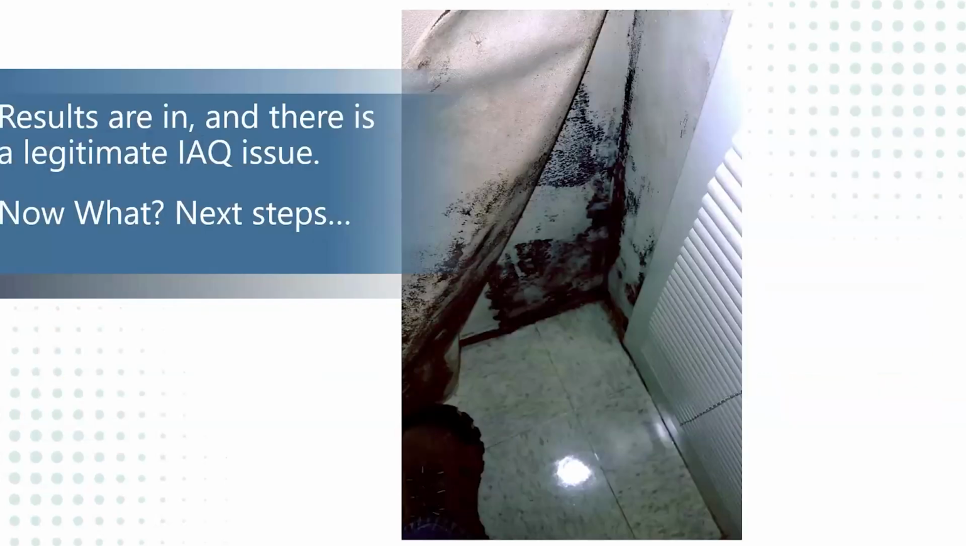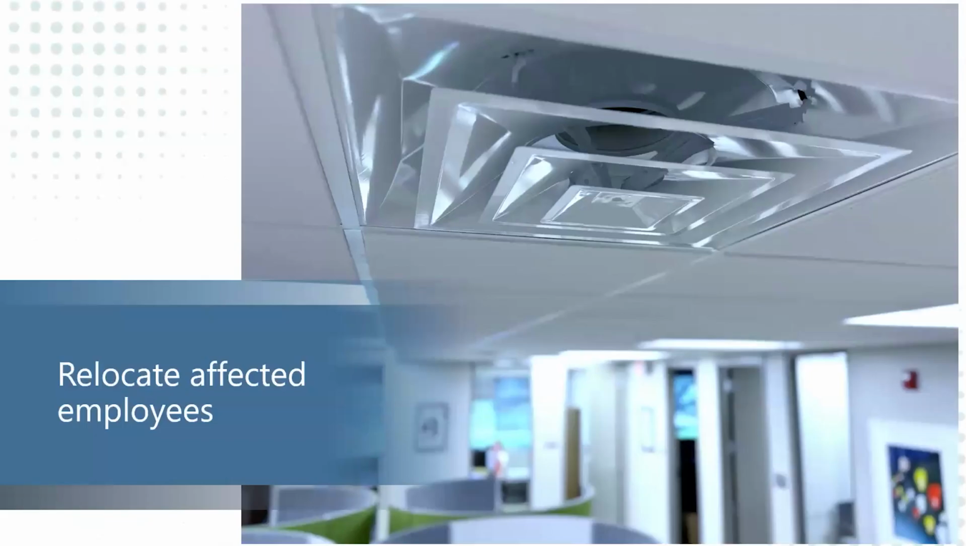Okay, so results are in and there is a legitimate IAQ issue. What do we do? What are the next steps? We have to address it for the sake of people's health and well-being. So we take the appropriate measures, and more often than not, we talk to the employee. Can that employee or employees that are in that affected area be relocated to a non-affected area?